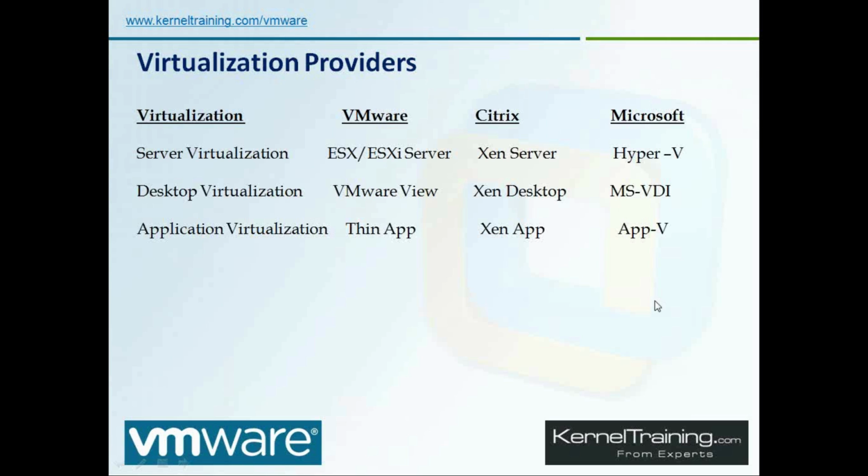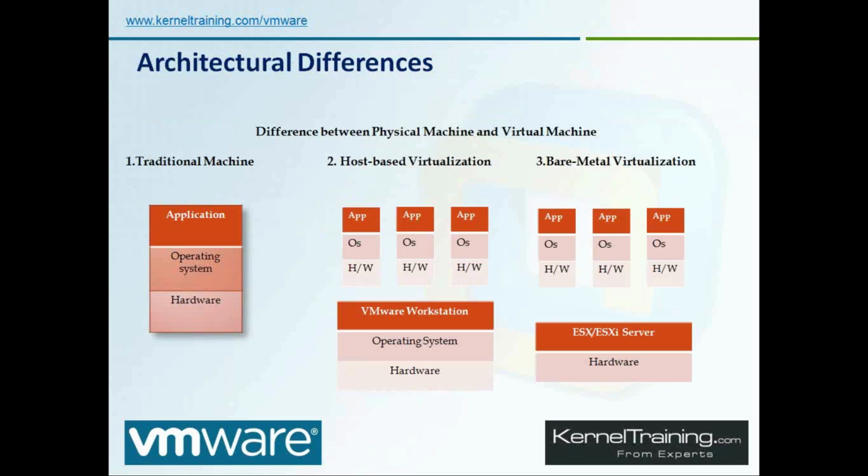These are the virtualization providers available in the market. Not only VMware and Citrix, Oracle also has virtualization, and Linux, Red Hat also, has virtualization. Most companies, around 80%, use server virtualization, that is ESX and ESXi Server. Now these were the virtualization providers. Next are the architecture differences.